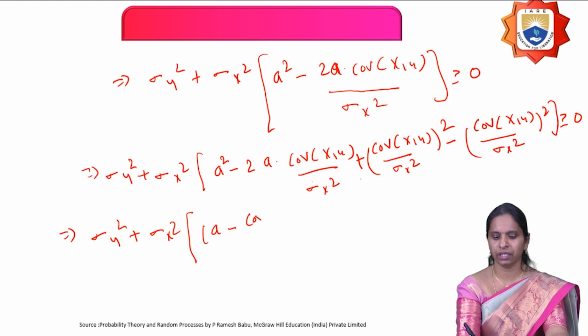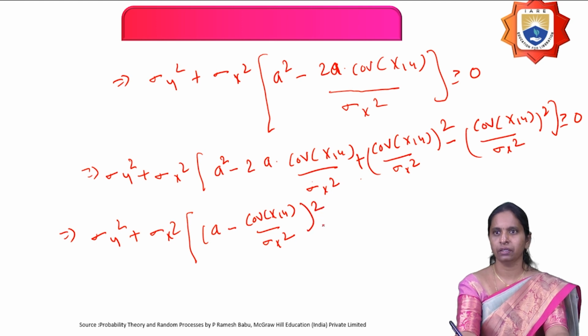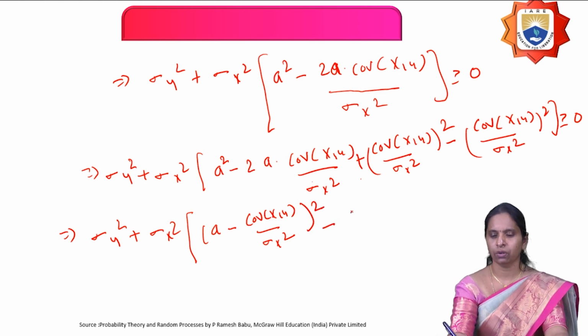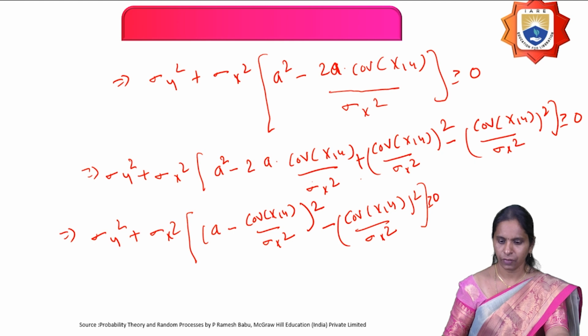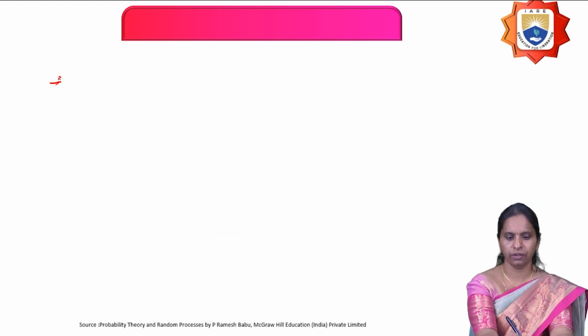Covariance of x comma y by sigma x square, so (a minus b) whole square, so minus covariance of x comma y by sigma x square whole square. What is this value? This is nothing but greater than or equal to 0. Then how can we write down the expression? What is that expression we got?